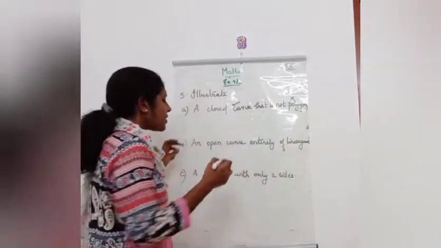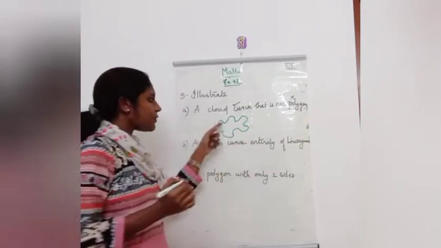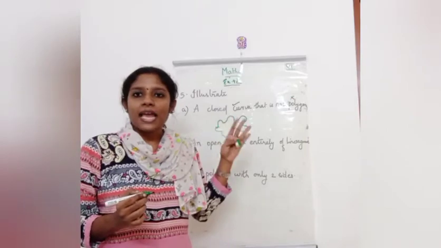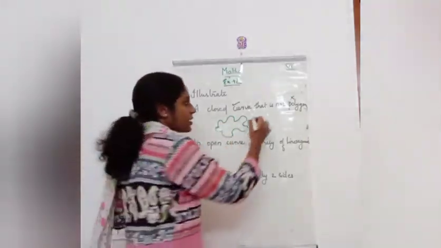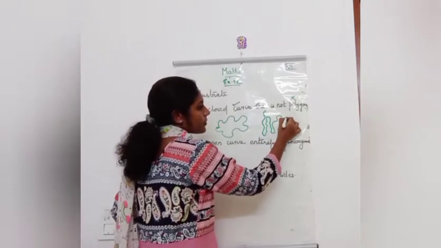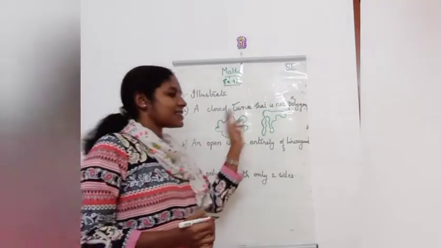So for that, easily we can draw this. This is an example of a closed curve and it is not a polygon, because it is not made of line segments, but it is a closed curve and the end points meet. Same like that, if you draw like this also, this is also an example. Okay, so closed curve that is not a polygon.